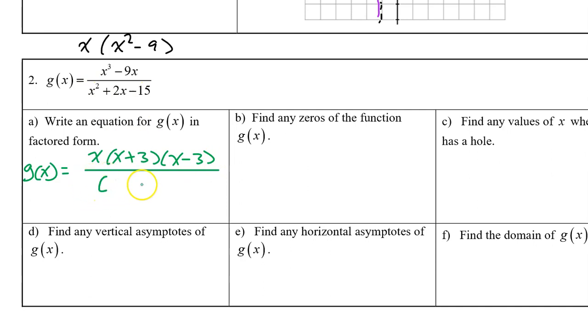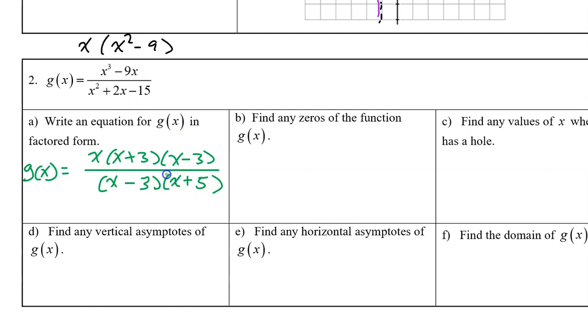Then we have the trinomial in the denominator. X squared will factor as x times x. 15 is probably going to factor as 3 times 5. Inner plus outer equals a middle of 2x. So I need negative 3x inner and a positive 5x outer to make positive 2x.